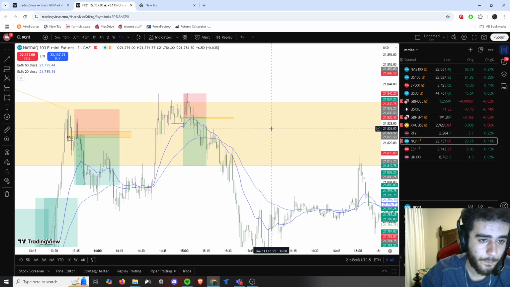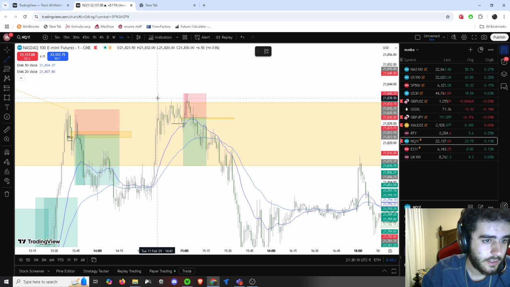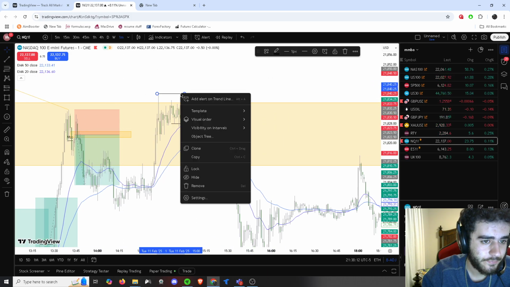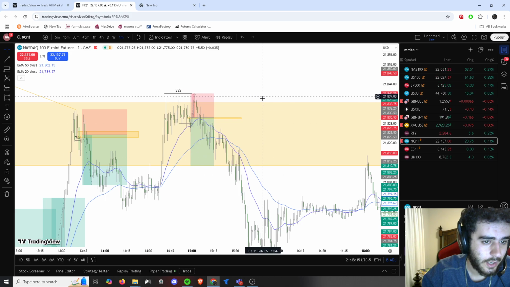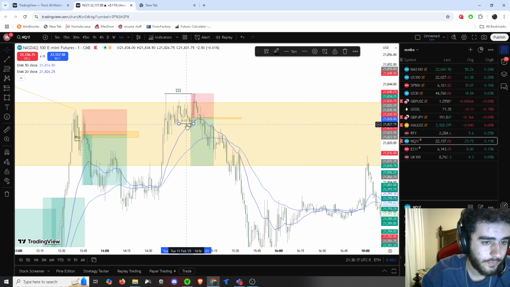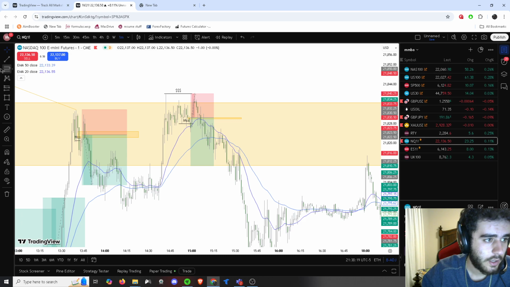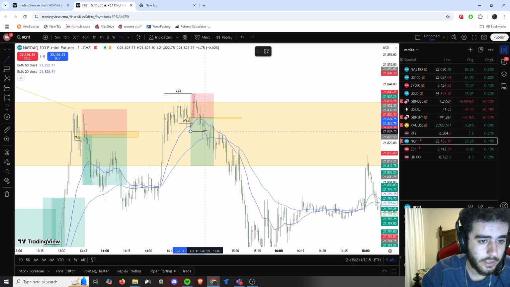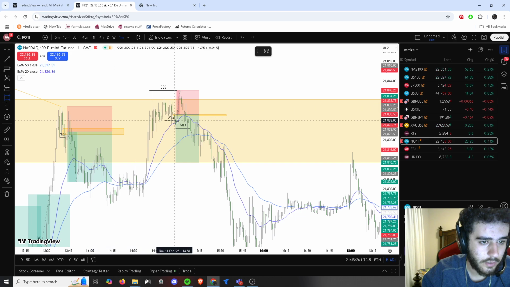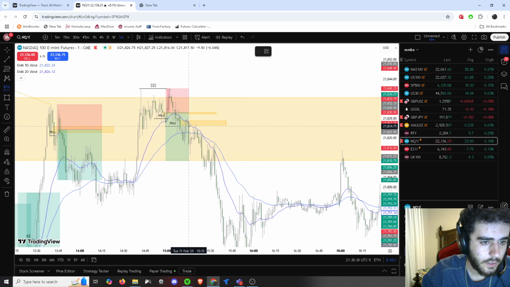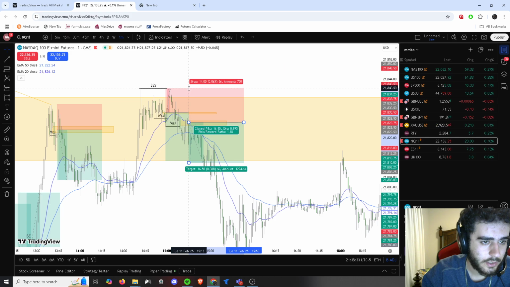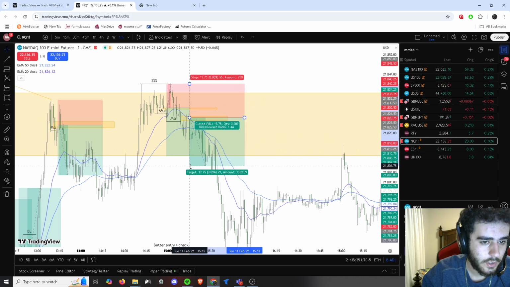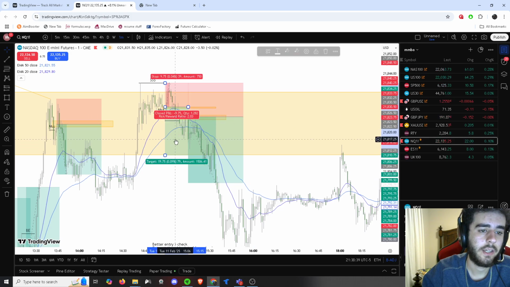Now we can look for entries again, since it swept liquidity. Sorry, I was supposed to label this. Look for our entries one more time. A market structure shift, fair value gap. It's not a bad stop loss at all. Targeting a 1 to 2. Right after, we had a win.